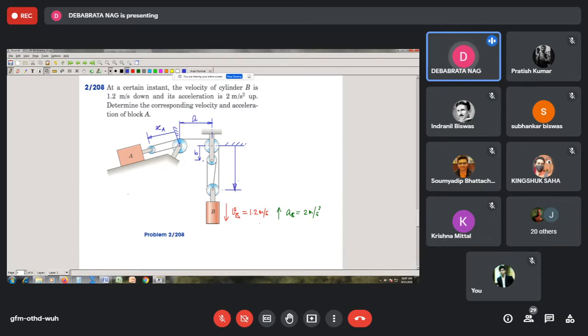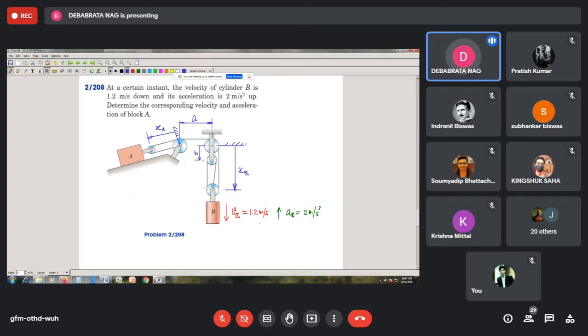We call this distance XB. So this is XB. So let's say these are our dimensions by which we are now in a position to write our constraint equations. So if I suppose that this is the consideration, let us now note how much is the total length of the string here.